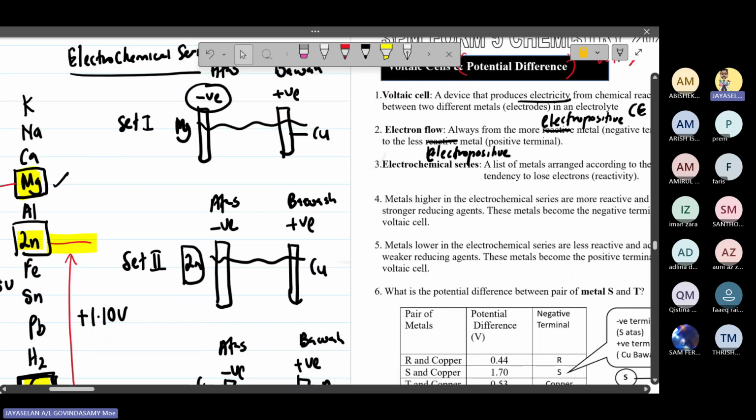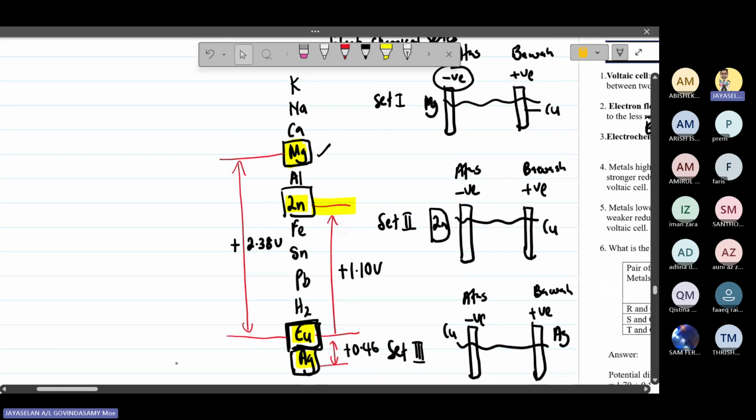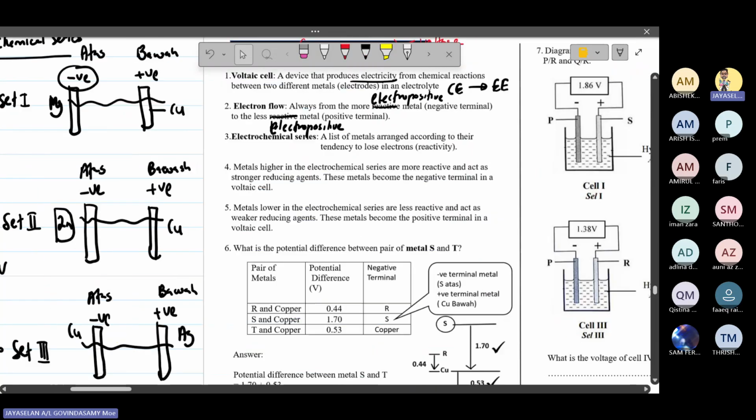Bila kamu nampak satu lagi point, bila kamu nampak macam ni, menuliskan naik atas. Bila naik atas, the metal getting more electropositive. More electropositive means the metal have higher tendency to lose electron. Okay, dia mempunyai kecenderungan yang tinggi untuk menderma elektron. Any question? Semua ni dah hafal kan?